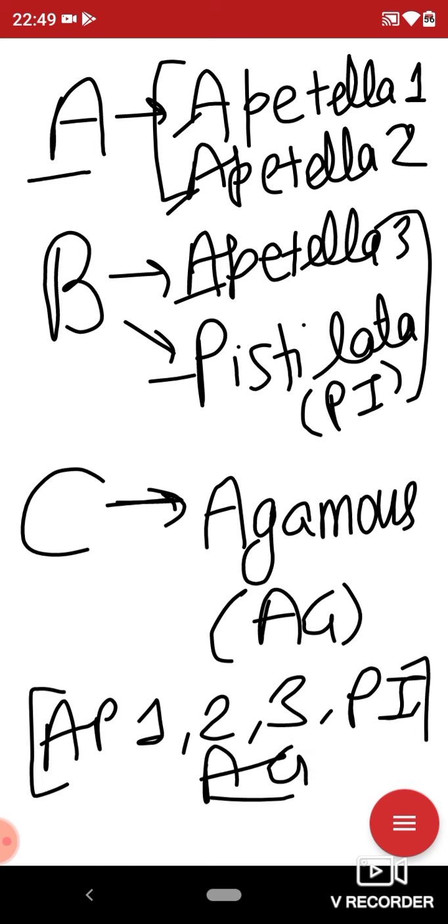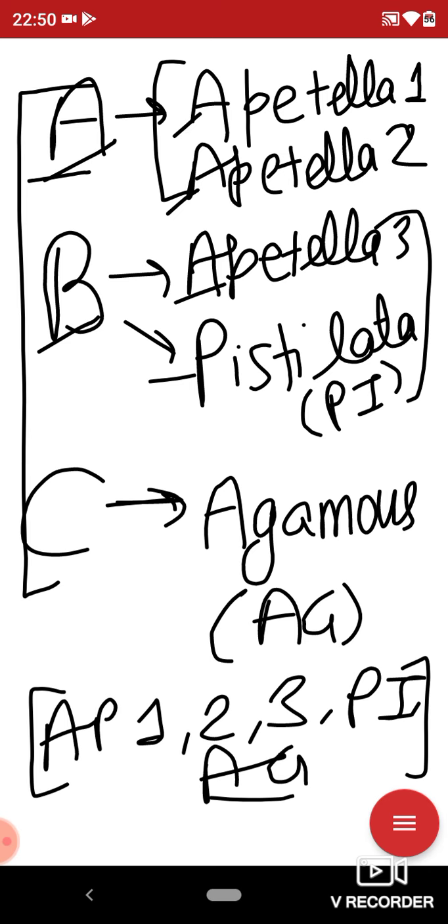These 5 are floral identity genes which will give identity to the different parts of the flower, like sepal, petal, carpel and stamen. So Apetala 1, 2, 3, Pistillata and Agamous are divided into 3 gene families, A, B and C. That's why it is called the ABC model of flower development. You have to remember these names: Apetala 1 and Apetala 2 are the class A genes, Apetala 3 and Pistillata are the class B genes, and Agamous is the class C gene.